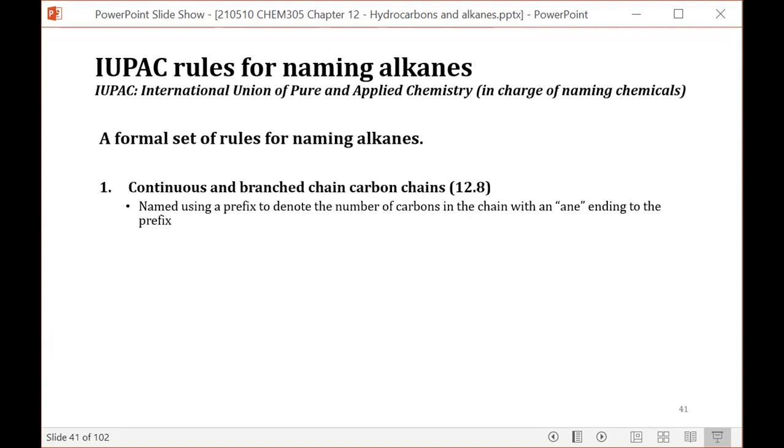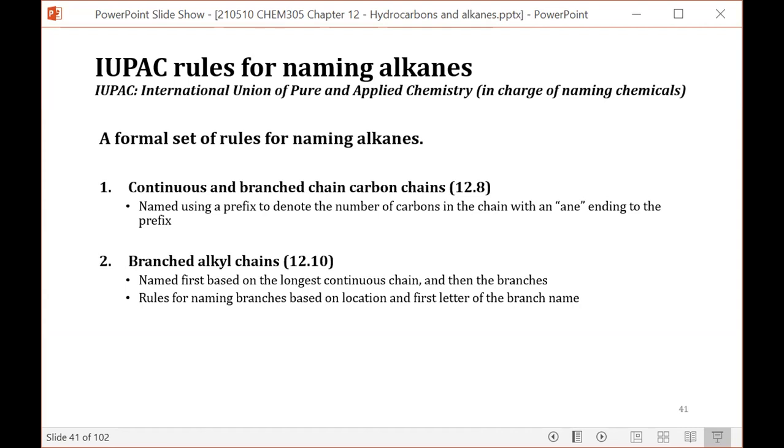So we're going to learn how to name continuous and branched chain carbon chains. That's inside section 12.8. And for these you use a prefix to denote the number of carbons in the chain with an ane ending to the prefix. We're also going to learn how to name branched alkyl chains. That'll be in section 12.10.